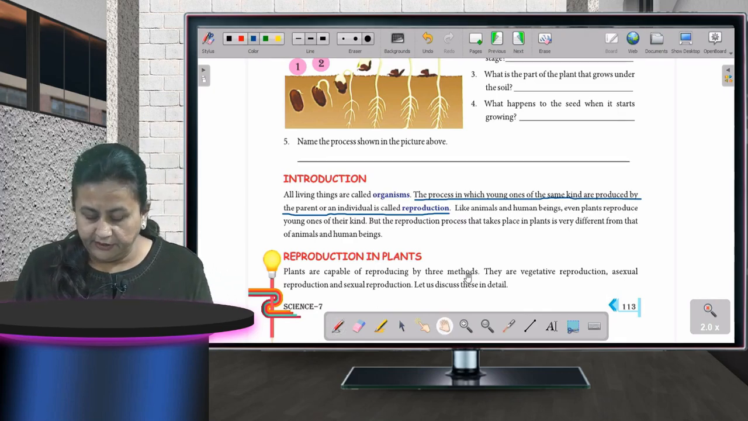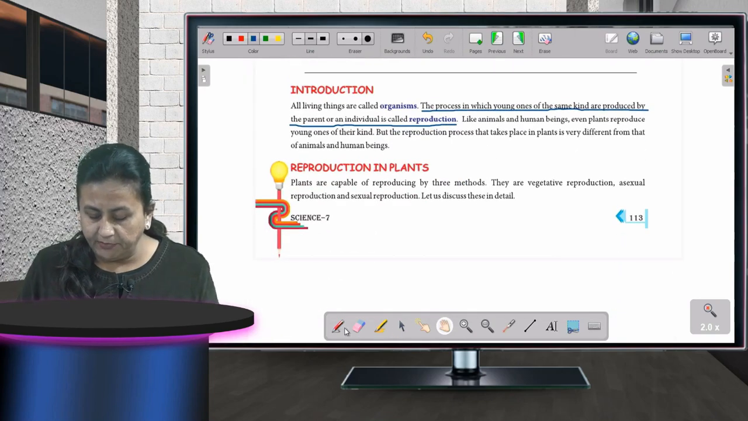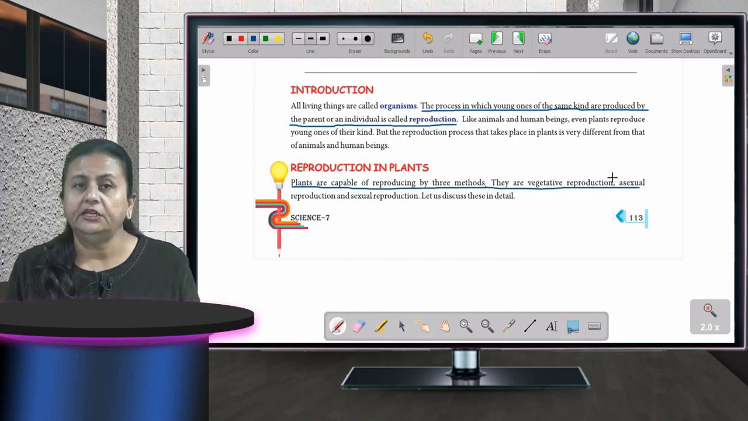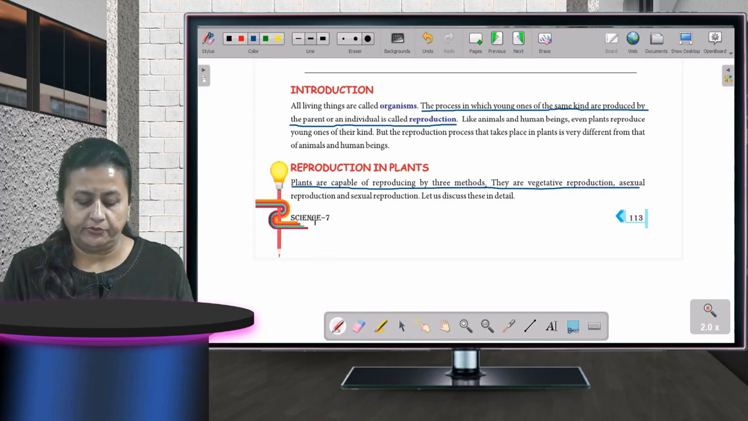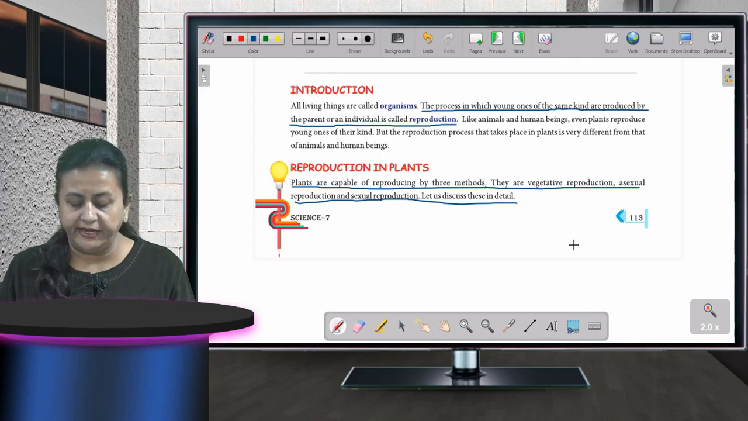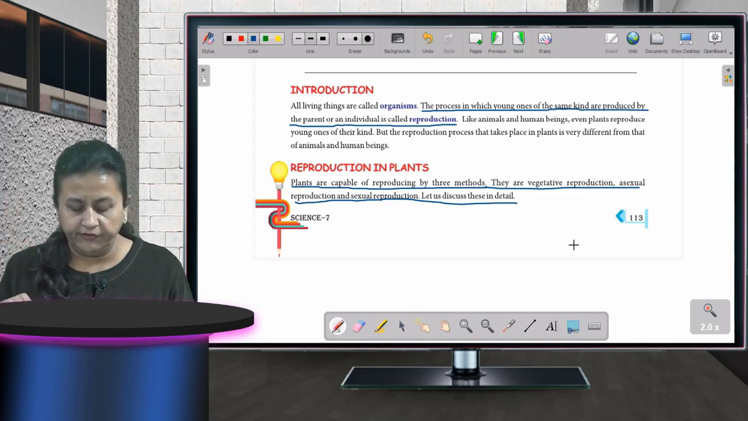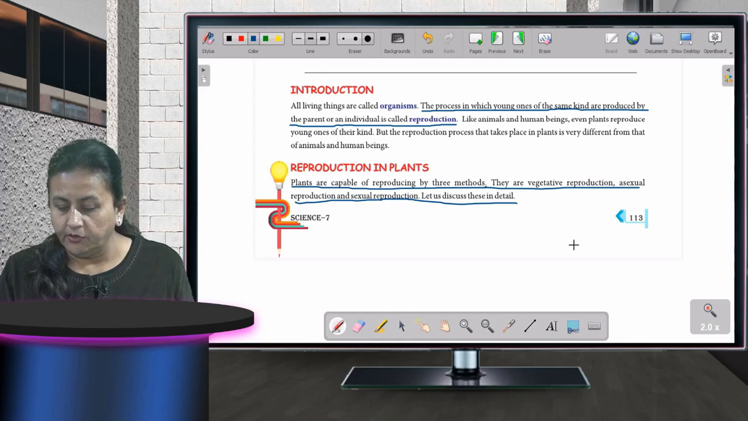To start with, plants are capable of reproducing by three methods. These are vegetative reproduction, asexual and sexual reproduction. First is vegetative reproduction, second is asexual, and third is sexual reproduction. Fine children, now we would be studying it in detail. Move to the next page.